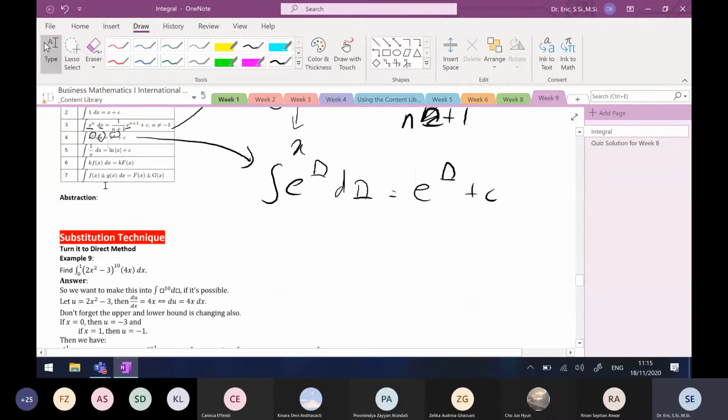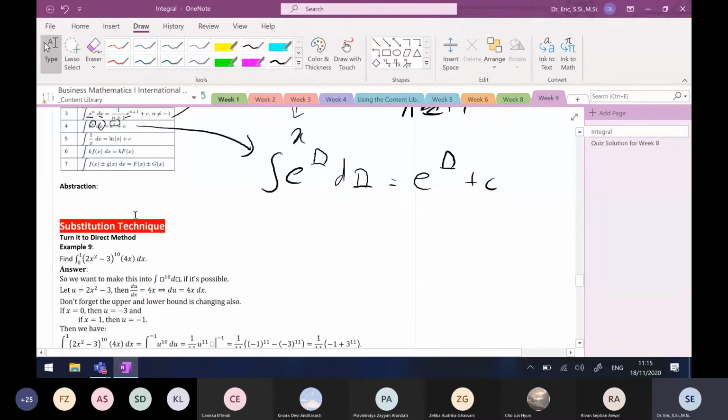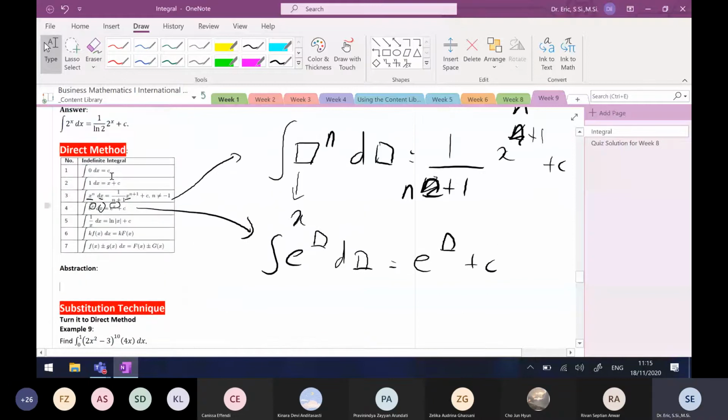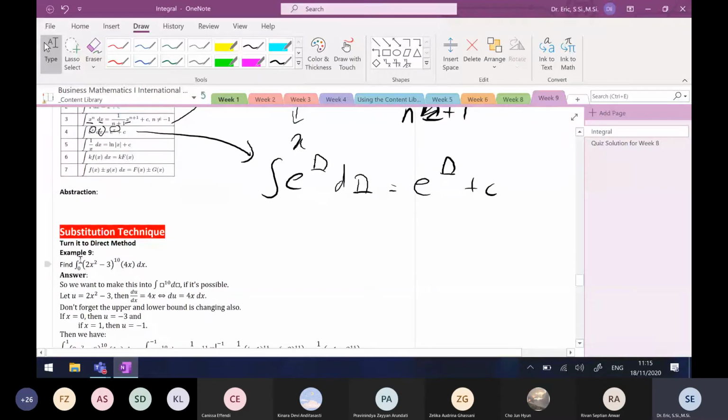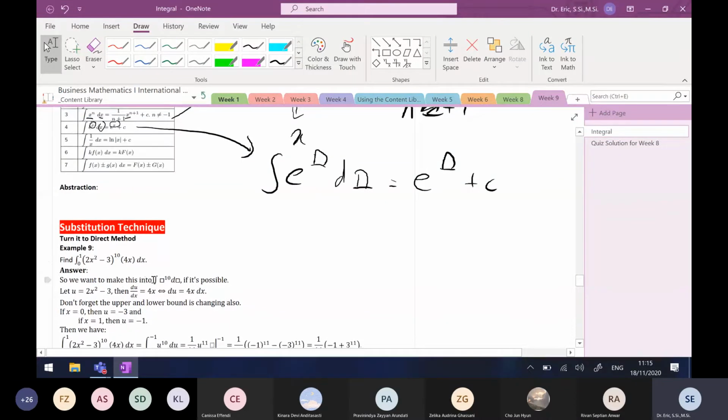Okay, so now we are going to talk about the abstraction. Now we are looking at this. This is what we usually call the substitution technique. When we are dealing with the substitution technique, we are going to change this integral into the direct formula. Let's see. If I have the integral from 0 to 1 of (2x squared minus 3) to the power of 10 times 4x dx, we want to make this into a square to the power of 10 to make it easier.